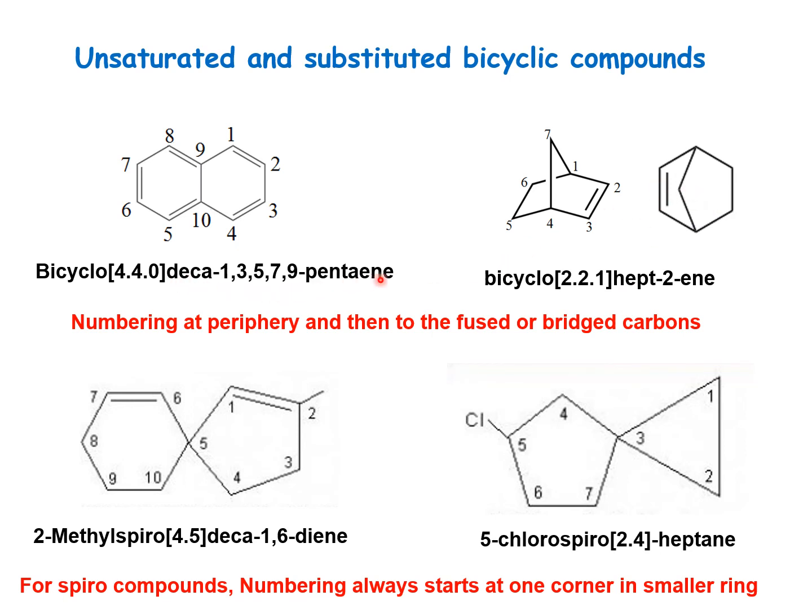Now the suffix will change. The suffix will always start with the root, because this is containing 10, so deca. This is containing 7, so hept. And now you need to indicate where all double bonds are present. Count the double bonds. There are 5, so it is pentaene. Here there is only one double bond, so it is simply ene. If it contains 2 double bonds, then diene, 3 double bonds, then triene. Similarly, you will indicate the number where the double bond is present.